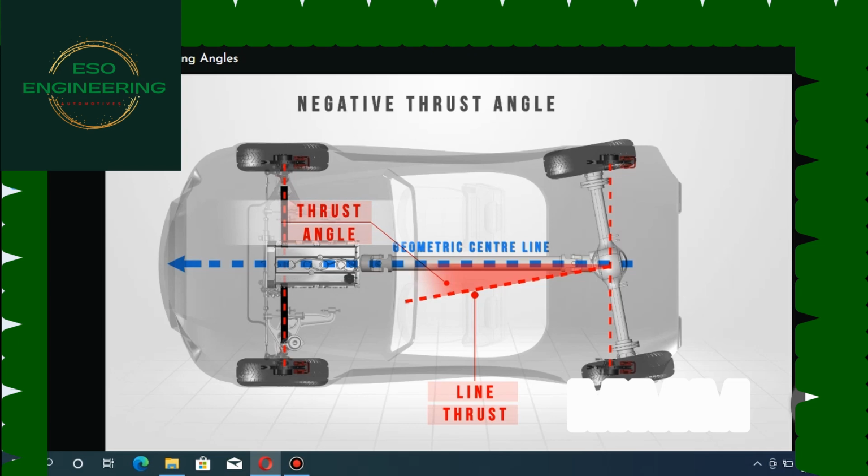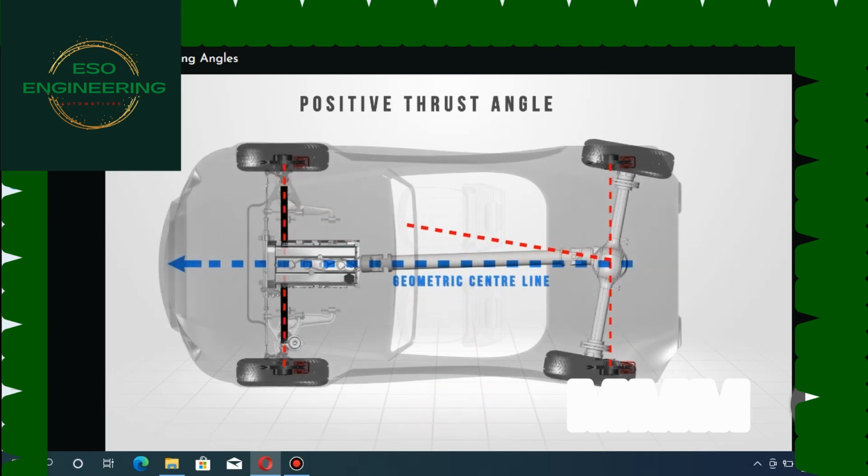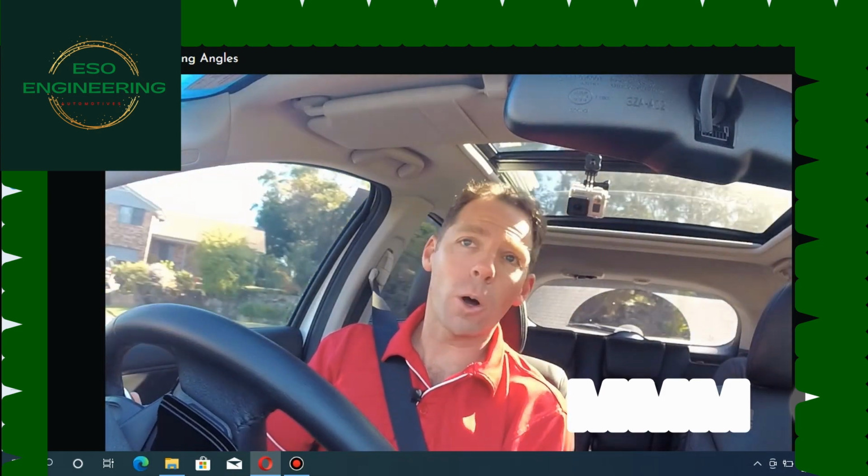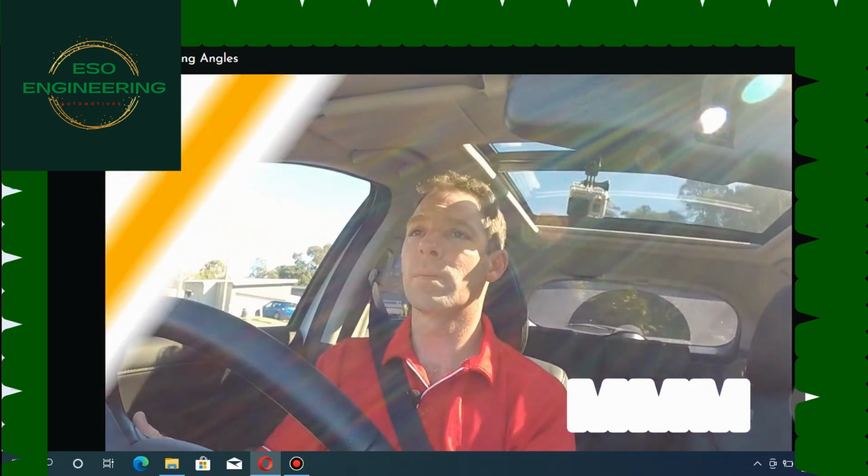When you have a thrust line to the left, it's considered negative, and when it's to the right, it's considered positive. A vehicle with an incorrect thrust angle will tend to pull to the opposite side of the angle.